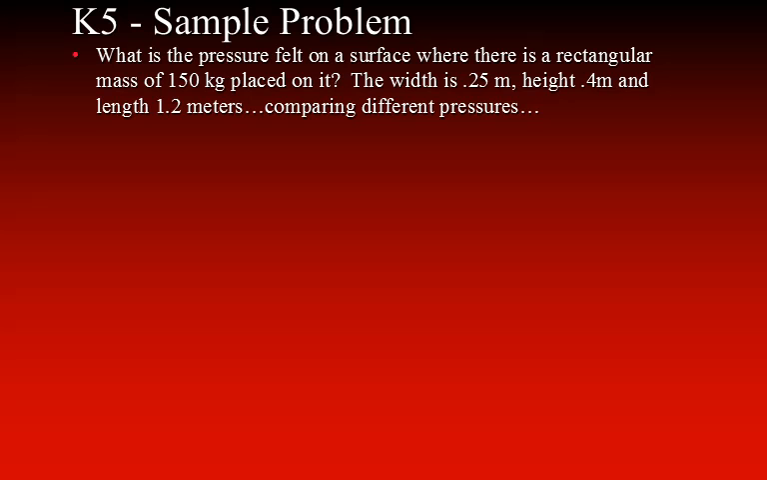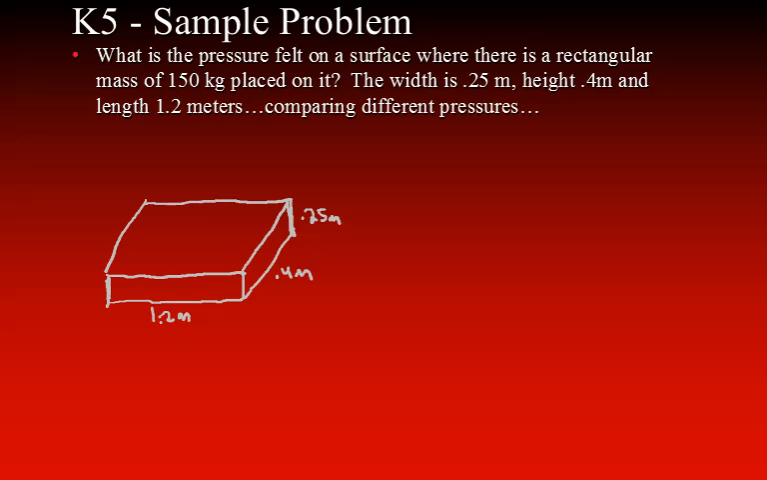And so let's say that we have, what's the pressure felt on a surface where there's a rectangular mass, 150 kilograms, placed on it, and these are the dimensions. Let's compare the different pressures. And so if you want to pause the clip and determine the different pressures for all the different, I guess there would be 3 different situations here, you can do that. And the force of this is going to be the force of gravity, right? You have the 150 kilograms. So when you draw it out, you can draw it out 1.2 meters by 0.4 by 0.25. Go ahead and calculate what it would be like, standing up or on its side or whatever, the 3 different configurations, and we'll compare the different pressures. So go ahead and pause the clip and take a look at that. When you're ready to check, you can hit play to continue.